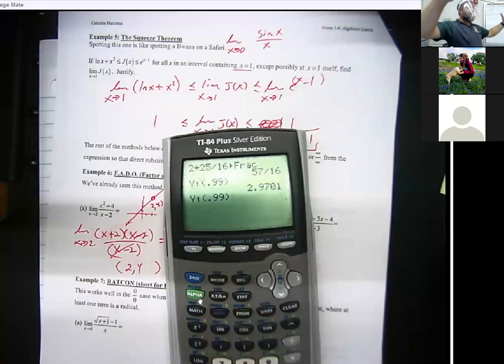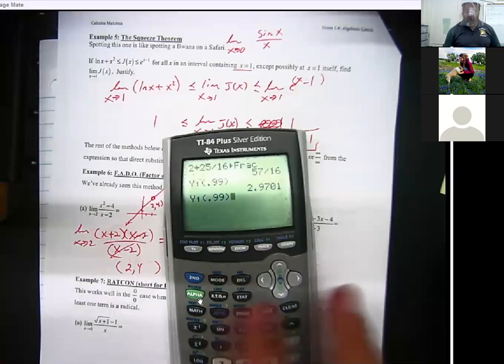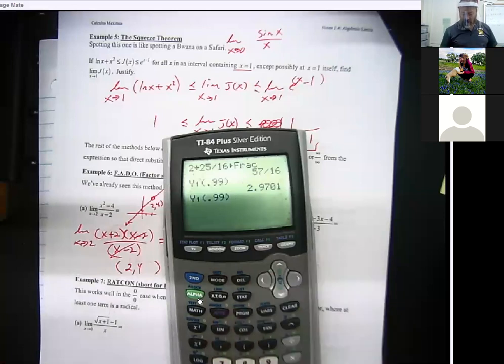Because remember, the definition of limit says go to the high side and the low side. So I did 0.99. What should I try now? 1.00001. Sure, we can put as many zeros as we want.